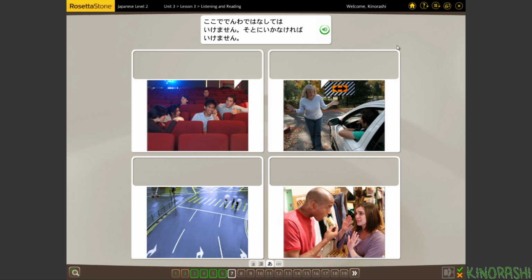If I said just 電話で話して, the other use for で is the method for when you do something, if I remember correctly? Yeah, that's right. で is used for the method by which you do something. So what are we doing? We're speaking, and we're using the cell phone to do it. So that's why it's で, right there.